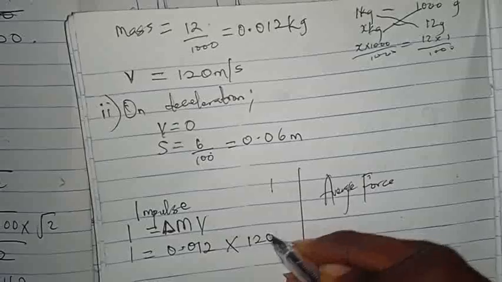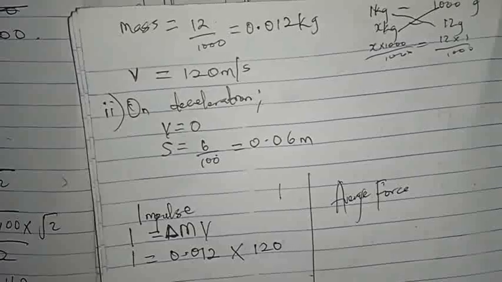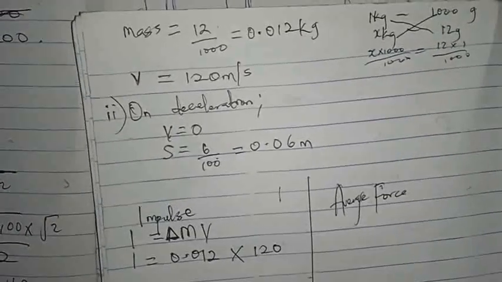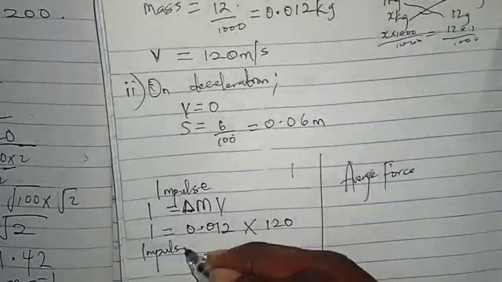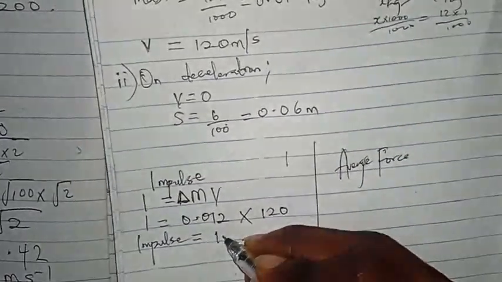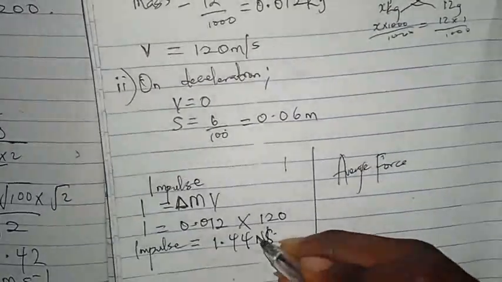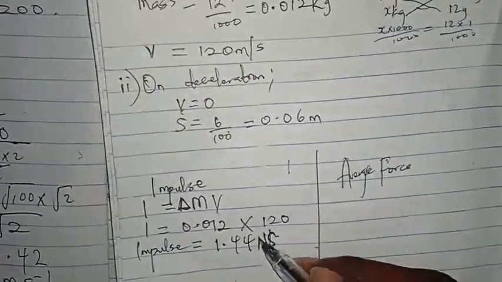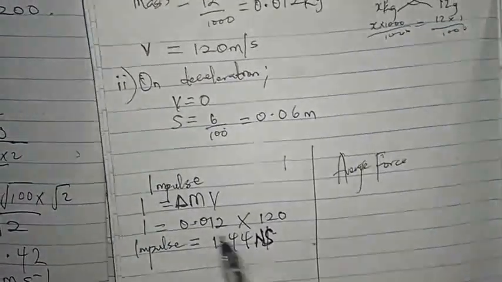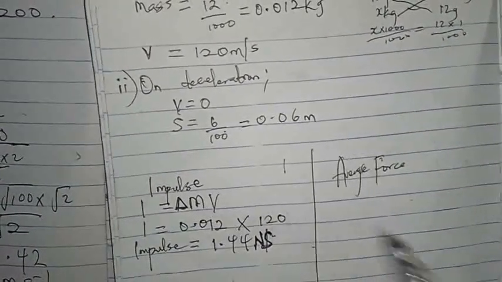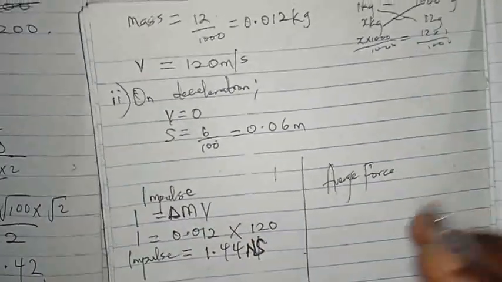We have I is equal to 0.012 times 120. So 0.012 times 120 should give you impulse to be equal to 1.44 Newton seconds. Remember that impulse is force times time. So Newton seconds. Impulse also has the same unit as kilogram meter per second. You need to know that since it's equal to change in momentum, which is mass times velocity. All right, so we've gotten this.